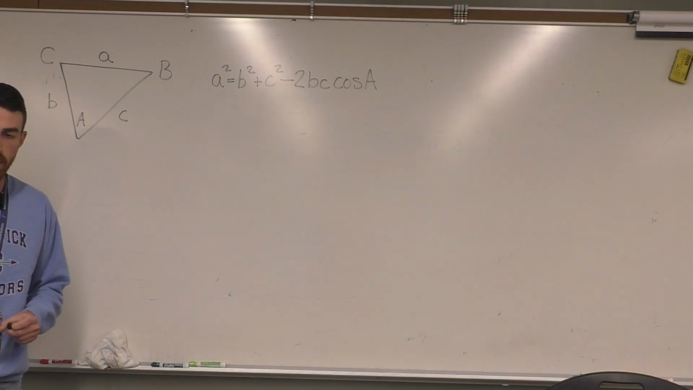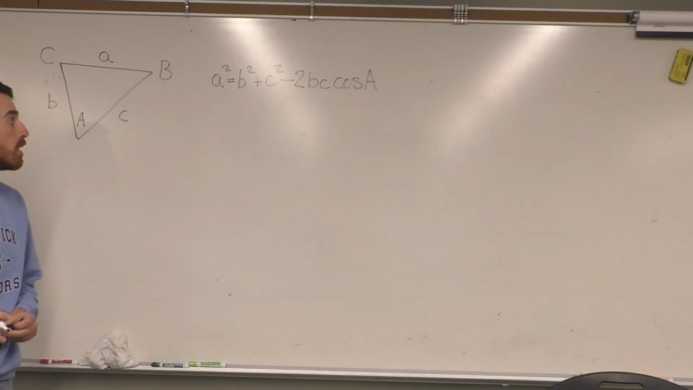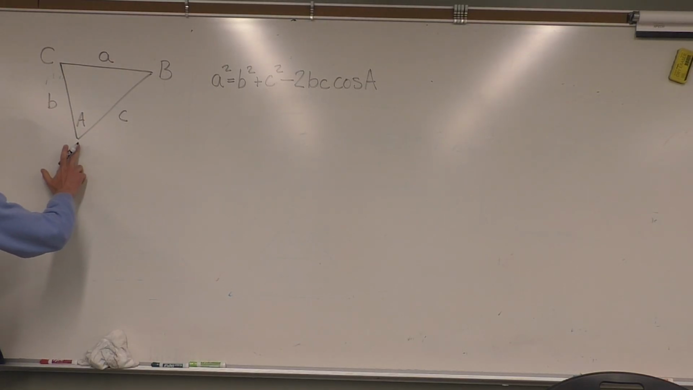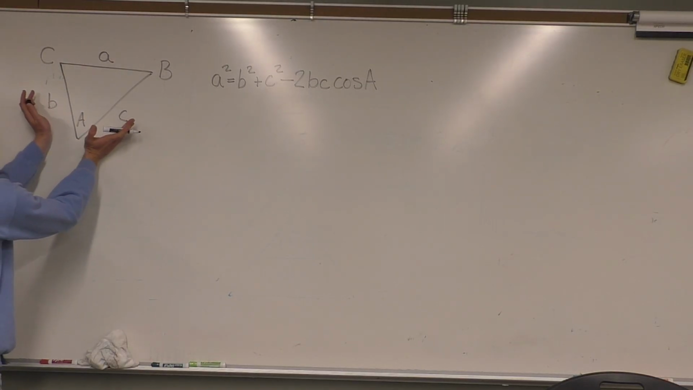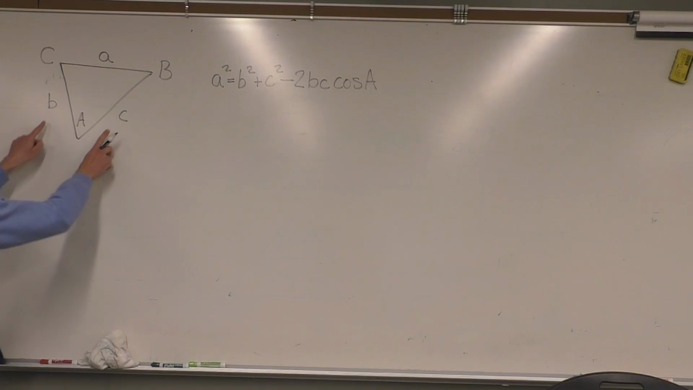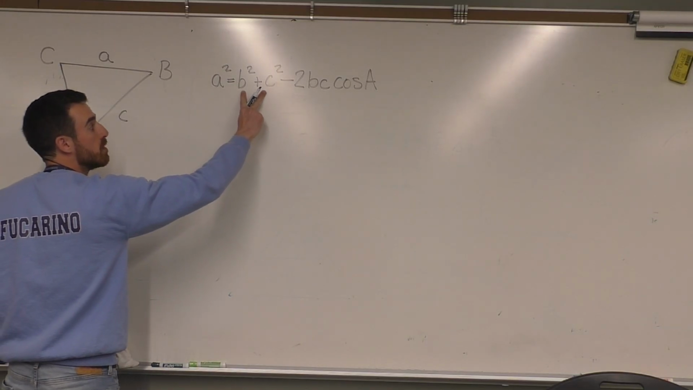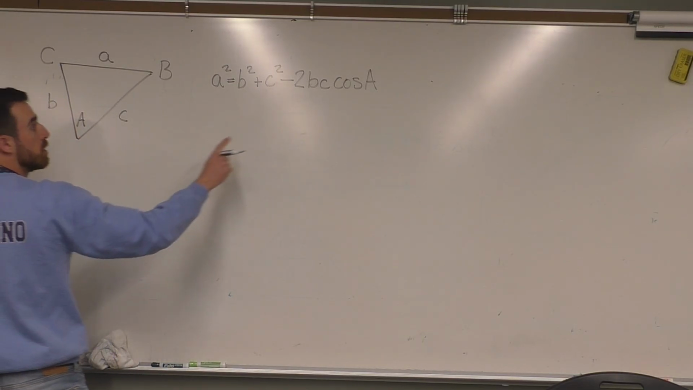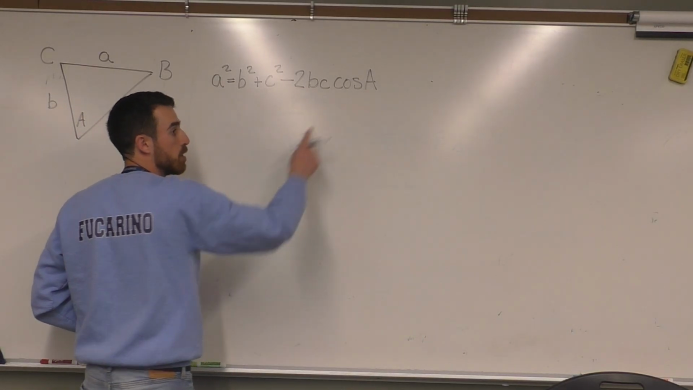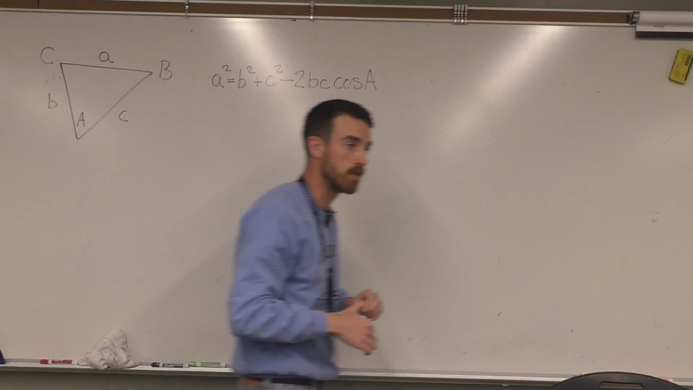You might see this formula written with different letters depending upon the triangle that's drawn to demonstrate it. But I think the best way to think about it is that when we have an included angle between two sides, then the side opposite the included angle squared is equal to the sum of the squares of the two sides that enclose the angle minus 2bc, which are the two sides enclosing the angle, times the cosine of A.